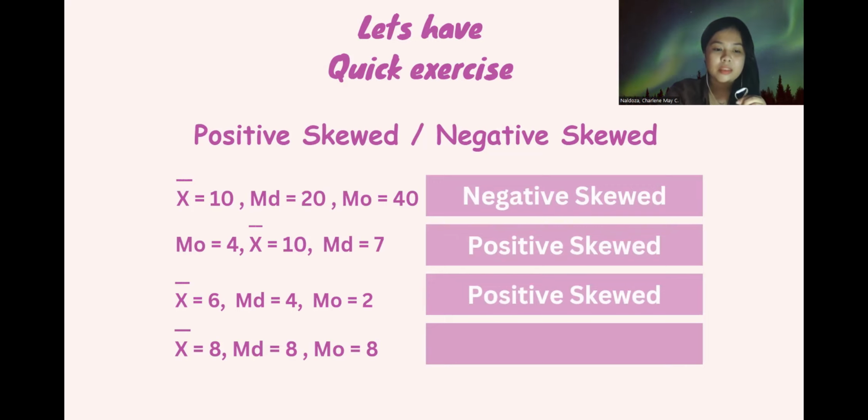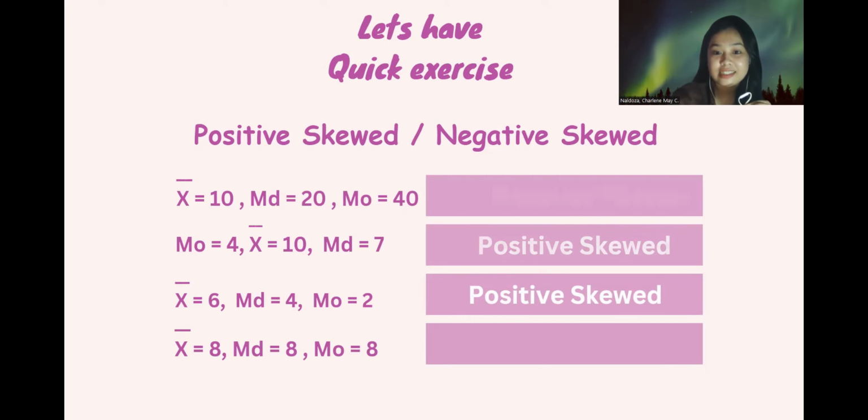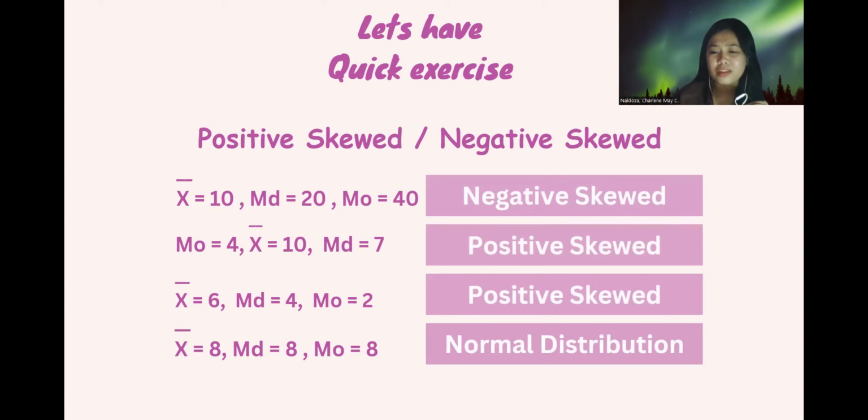And then last, the mean is equal to 8, the median is equal to 8, and the mode is equal to 8. What is this? Is this negative skewed or positive? That is a normal distribution, because as I said a while ago, in the normal distribution the mean, median, and mode are equal. That is really easy to understand, the normal and skewed distribution.